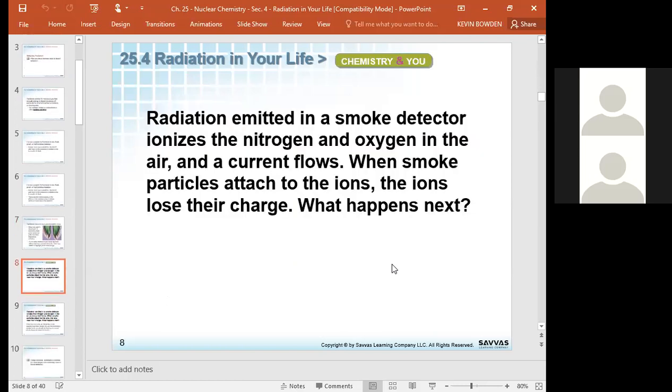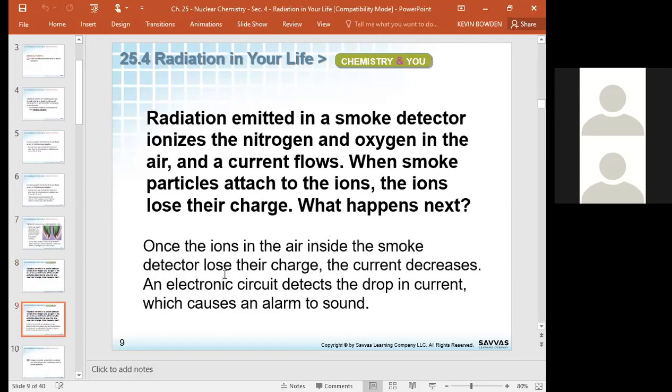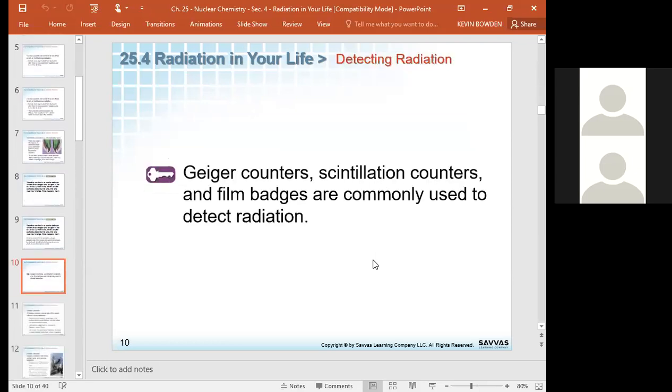They're required to leave and not work there again for several weeks until the radiation is worked out of their body. All right, so the americium-241 from before ionizes nitrogen and oxygen in the air. When there's ionization, then you can get an electric current, and then they lose their charge when the smoke particles, little bits and pieces of organic stuff, attach to them. Then the current decreases, so there's not enough flow of electricity, and that makes the alarm sound.